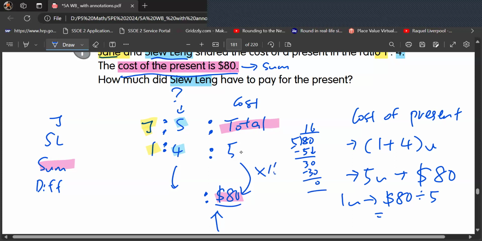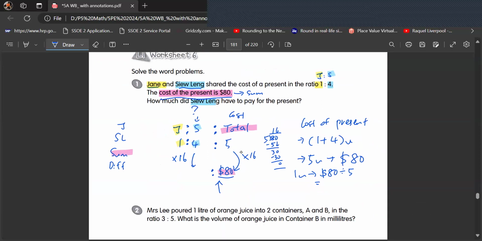So it's times 16. So 4 times 16. So Xiuli is 4 units. 4 units is 16 times 4. And what's the answer?